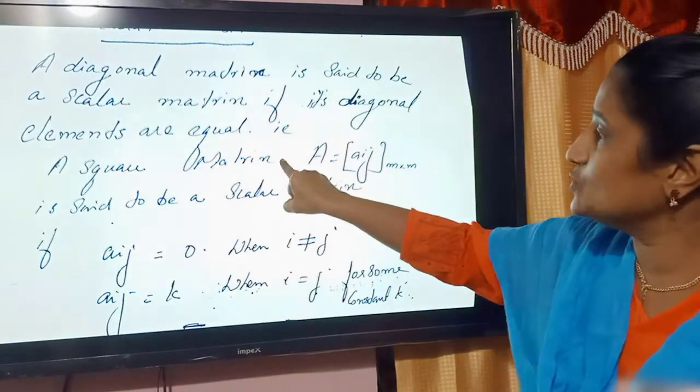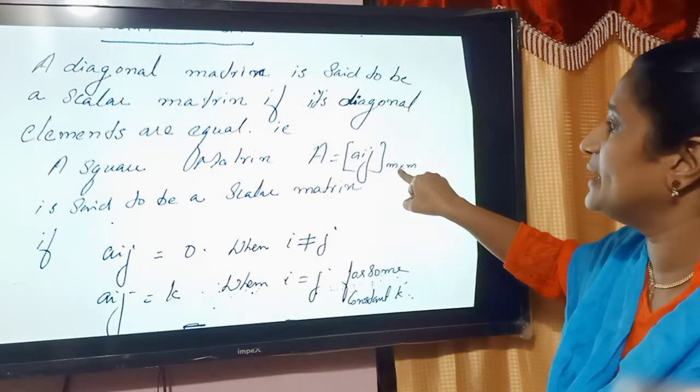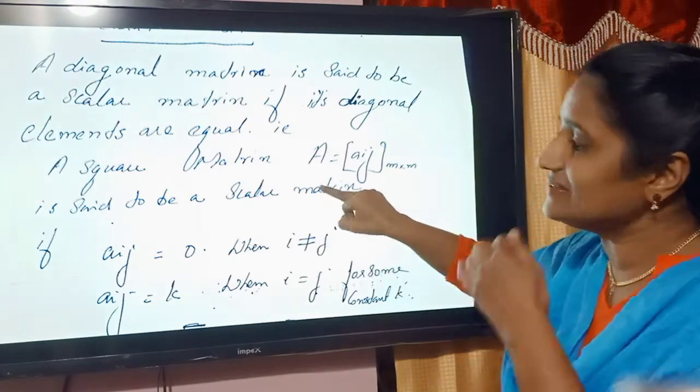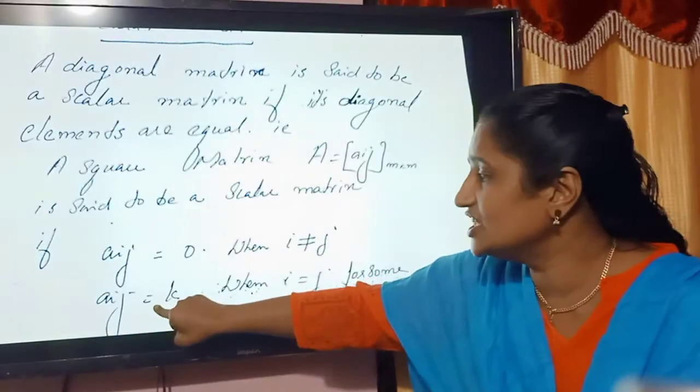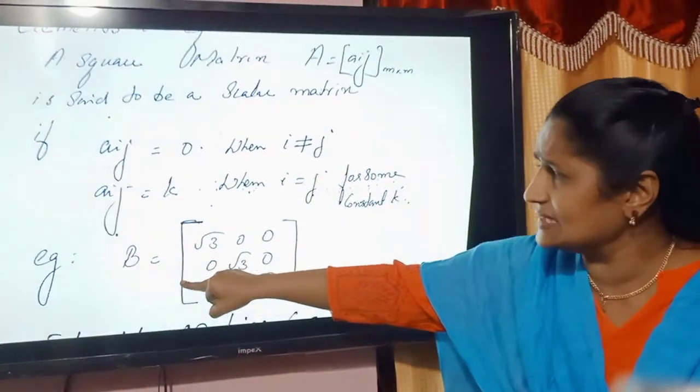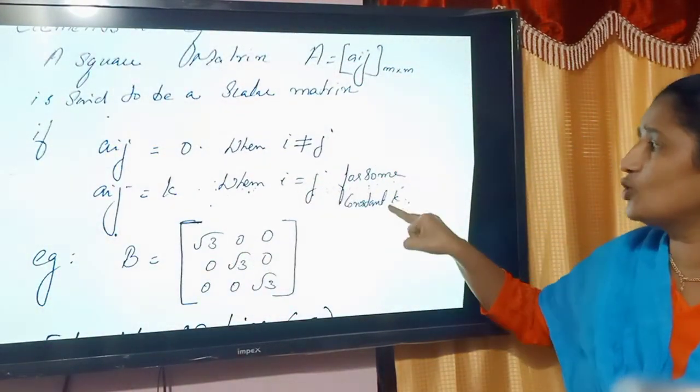That is, a square matrix capital A is equal to Aij, m by m, is said to be a scalar matrix if Aij is equal to 0 when i not equal to j, and Aij is equal to k when i is equal to j, for some constant k. K means any constant.